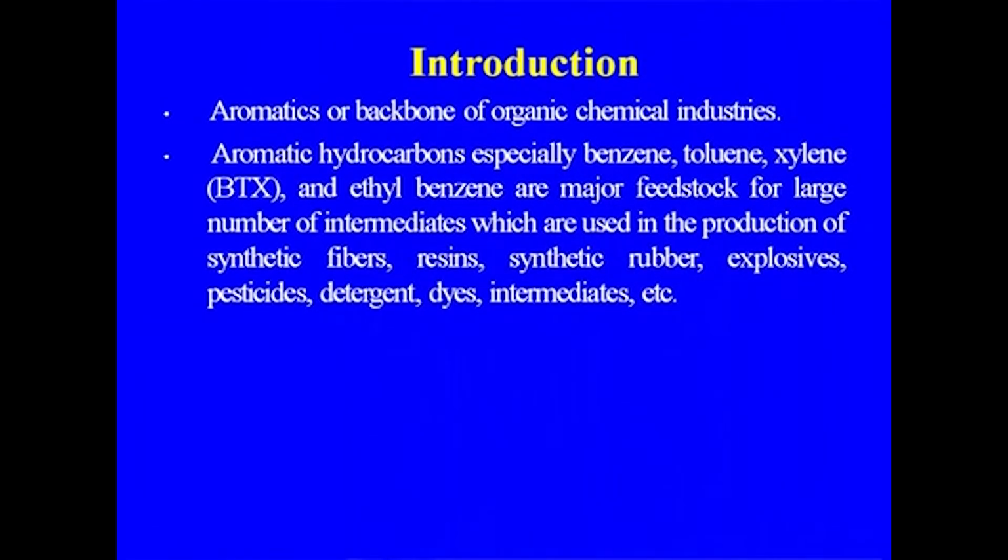and ethyl benzene are major feedstock for a large number of intermediates which are used in the production of synthetic fiber. Take the case of benzene: we are producing cyclohexane, and cyclohexane to caprolactam. Similarly, xylene to paraxylene to TPA, purified terephthalic acid, or DMT. Similarly, various resins we are making, polystyrene resin, one of the important resins, and synthetic rubber SBR and other rubbers, where we are using a huge amount of aromatics. Explosive TNT was one of the very important explosives during World War I and World War II, and TNT played an important role.